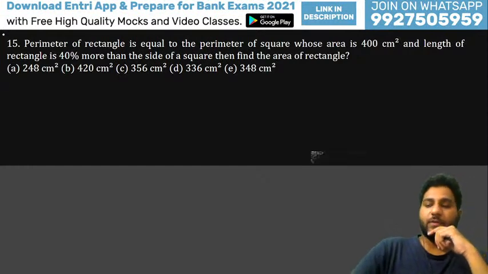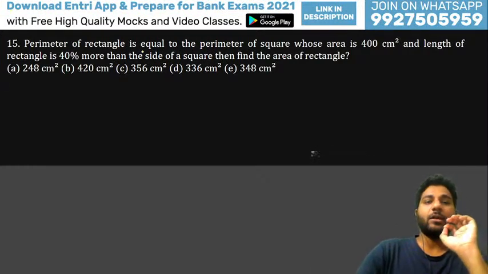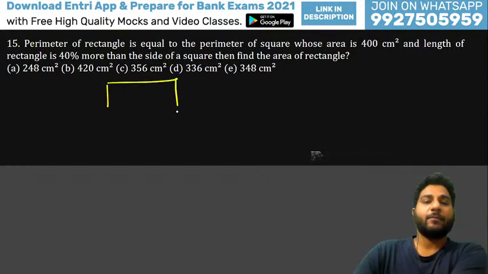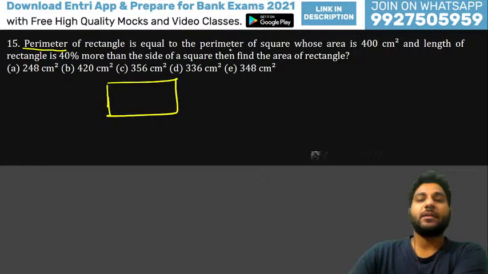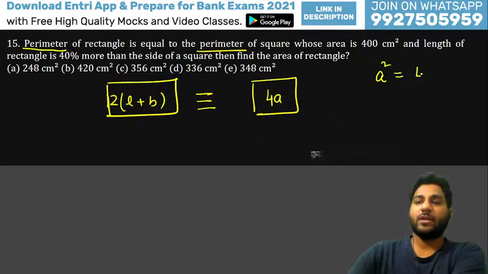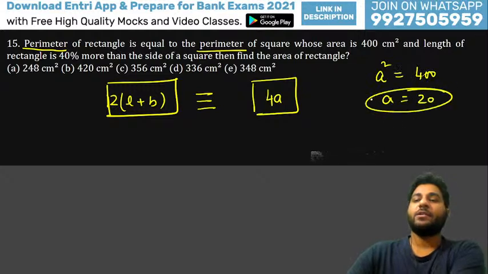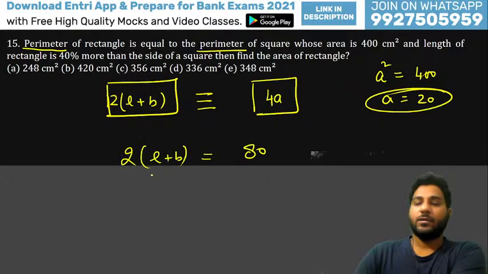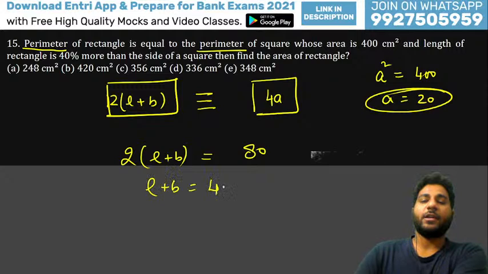So how are you going to solve the question from mensuration? Look at this. The perimeter of a rectangle is equal to the perimeter of a square. Remember, perimeter is equal to perimeter. The perimeter of the rectangle is twice (L plus B). It has to be equal to the perimeter of a square, which is 4A. The square's area is 400. That means A squared, side squared, is equal to 400, so A is equal to 20. So the perimeter will be 80. Twice (L plus B) is 80, so L plus B is 40.